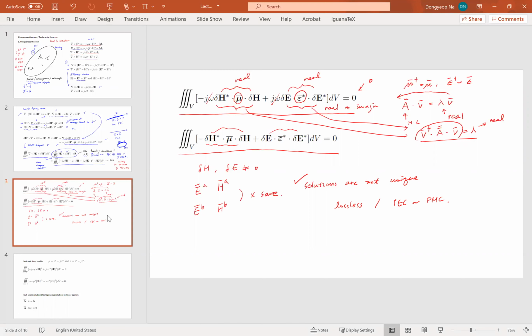But this situation is not real, meaning that we have to proceed further. In our real world, you have no lossless medium and no PEC or PMC. Yes, that's right, it is an ideal case. In our real world, there's no perfectly lossless medium. So we can observe this non-uniqueness in the real world, but it is very hard to observe.